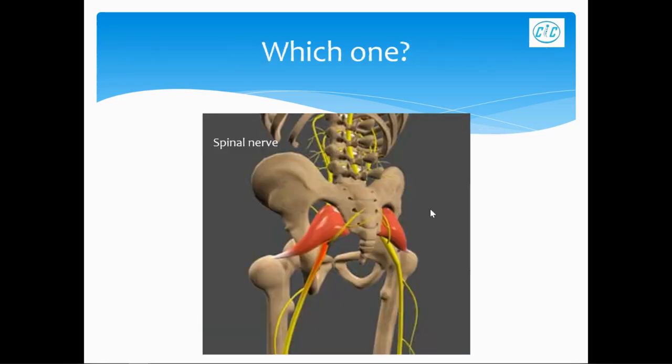So which one is it? Is it the spinal nerve, which is between the two vertebrae? Is it a sacroiliac joint issue, which is between the sacrum and the ilium of the pelvis? Is it the sciatic nerve, which exits at the lower part of the pelvis and goes around within any different orientation possible, which is different from patient to patient, around the piriformis?